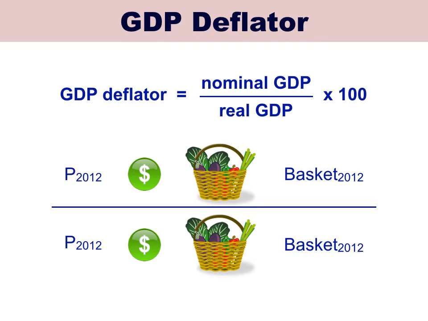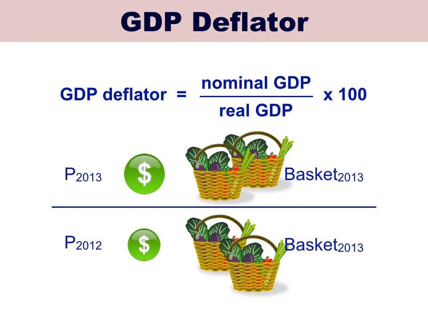So this, of course, is my base year. 2012 is my base year. And when I do this calculation, well, that's going to give me 100. Right? So we're not going to worry about showing that calculation or that cancellation. But notice that when I move to the deflator for 2013, the deflator for 2013 is going to have the 2013 price multiplied by the 2013 basket. That's my nominal GDP for 2013. And my real GDP is going to be the 2012 price multiplied by the 2013 basket.